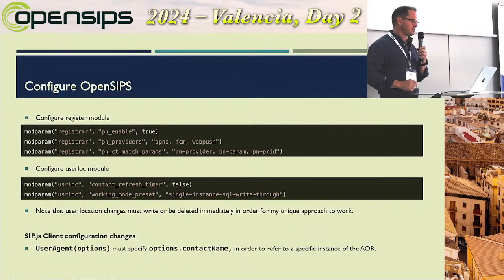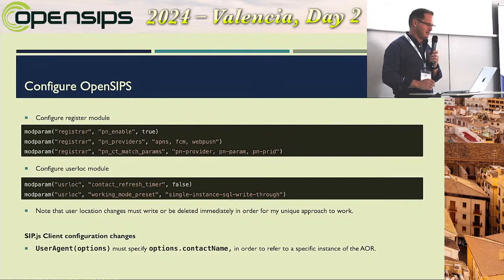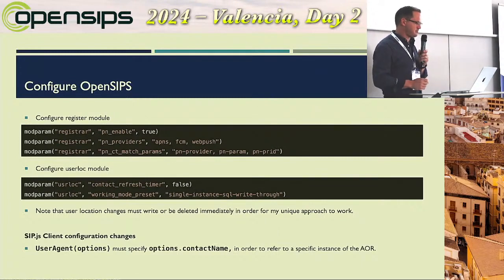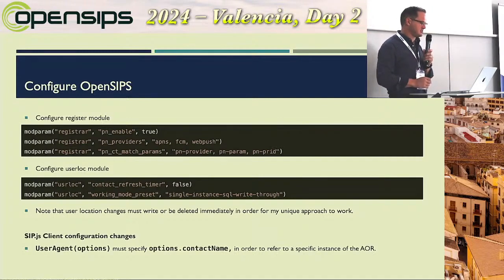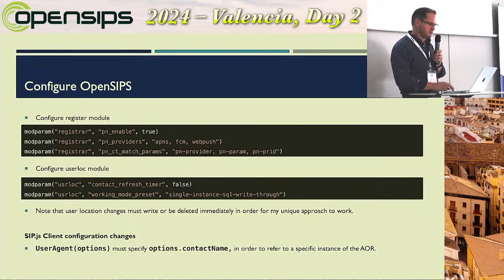Right, so some other configuration options in OpenSIPS, which are all very much covered in the video on the blog, but I just want to recap. We enable the PN in the register module. We enable push notifications, PN enable. We set up our providers. Of course, again, you can set these, and we want to include this web push one. And then, of course, the match params, which we've discussed at length.